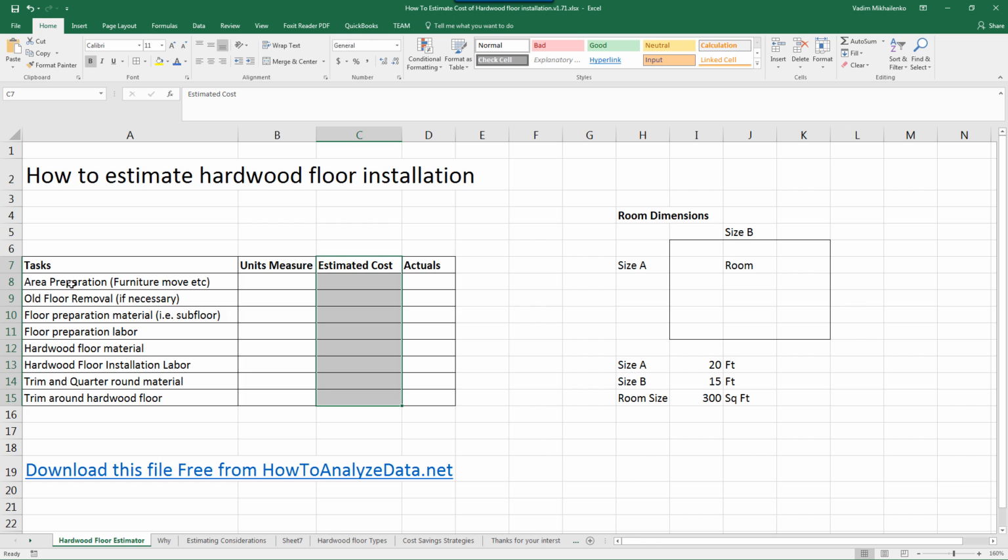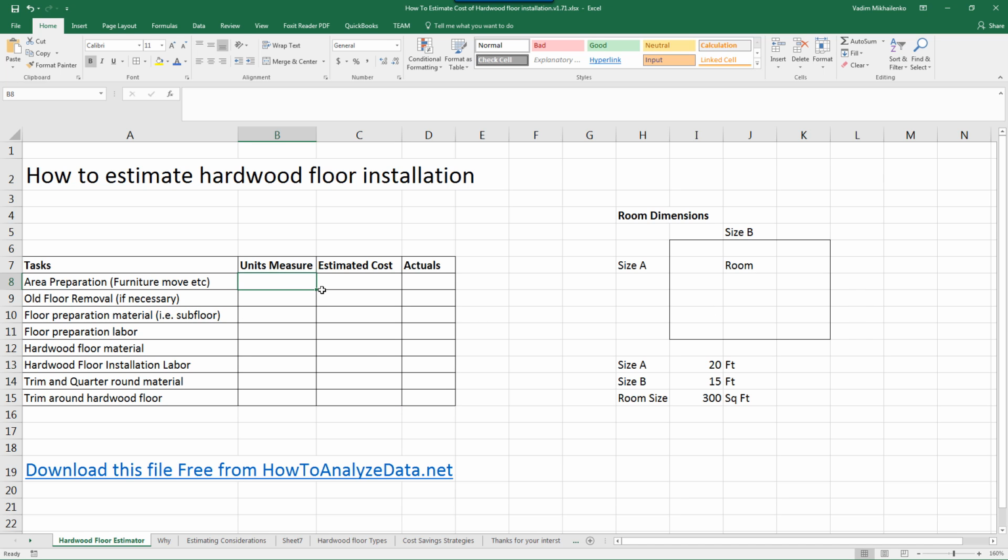Right, so let's look at the first thing, which is area preparation, furniture move, etc. This is when you need to clean up your room, right? So when you do an installation, you have an existing room, and this is the time when you actually need to prepare it, right? Move all the furniture, shelving, chairs, tables, whatever you have in that room somewhere outside.